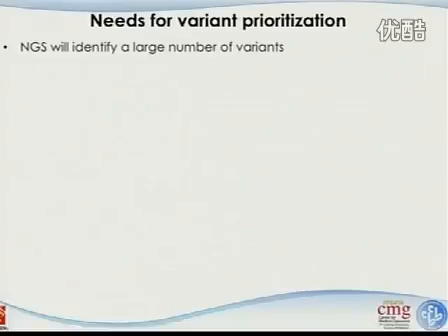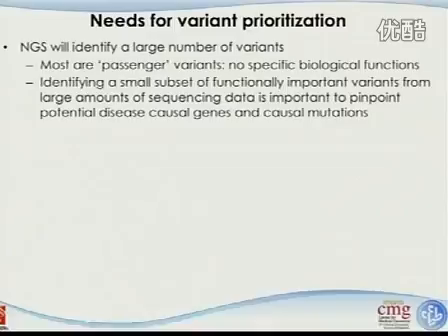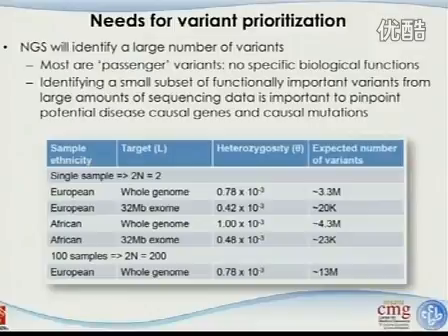Okay, for the prioritization part, the need for variant prioritization is really important, because next generation sequencing will identify a large number of variants, okay? And most of them are passenger variants. They have no specific biological functions. Prioritization will identify a small subset of functionally important variants from a large amount of sequencing data. It's important to pinpoint potential disease-causing genes and causal mutations.